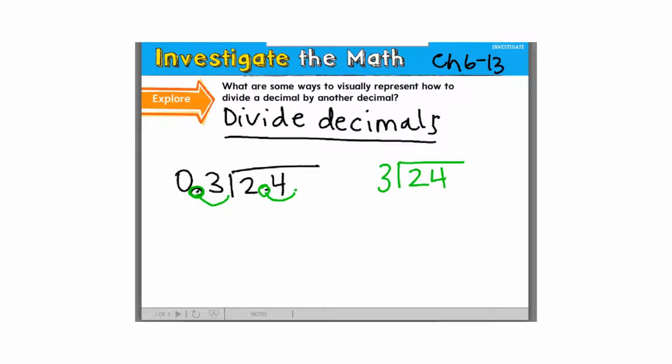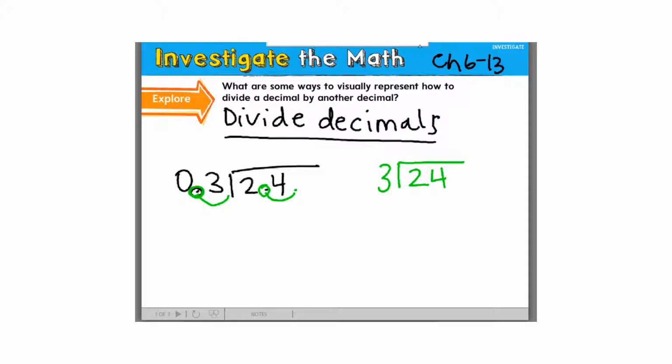I made the number outside the bar into a whole number by scooting the decimal to the end. So I scoot the decimal to the end of the number so that I can make it a whole number. Then the number underneath the bar, the decimal point gets scooted the same number of places. And in this case, it's made both of those numbers a whole number.